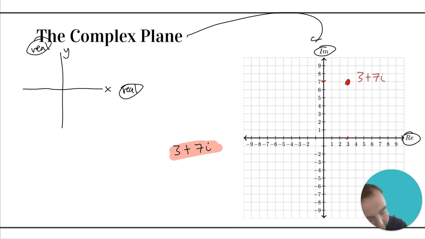location right there, it's not a point, so it's not an ordered pair. We're not going to put parentheses like you put on an xy point. That's just where the number 3 plus 7i is going to go on the complex plane.